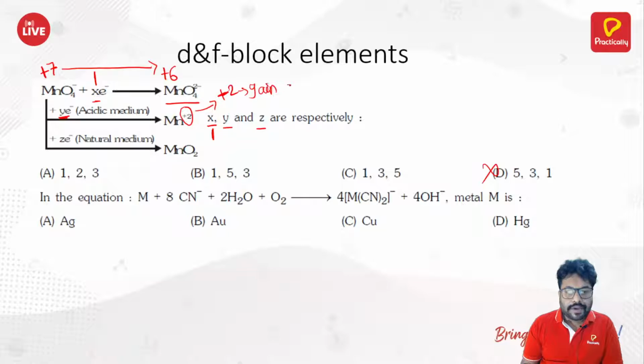Your gain of electron must be equal to 5. You're coming from +7 to +2, right? That means Y must be 5. So X is 1, Y is 5. That is present only in option B. It is not in A. It's not in C. Okay?